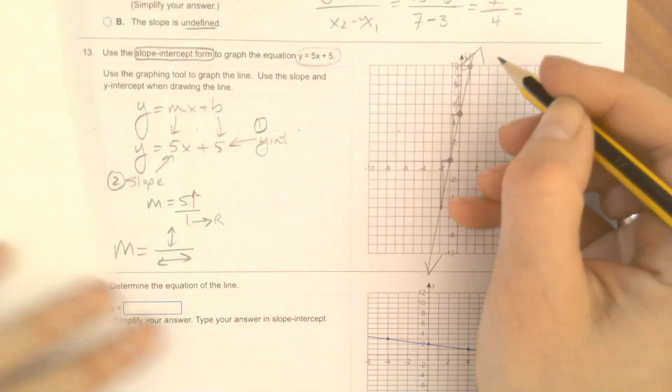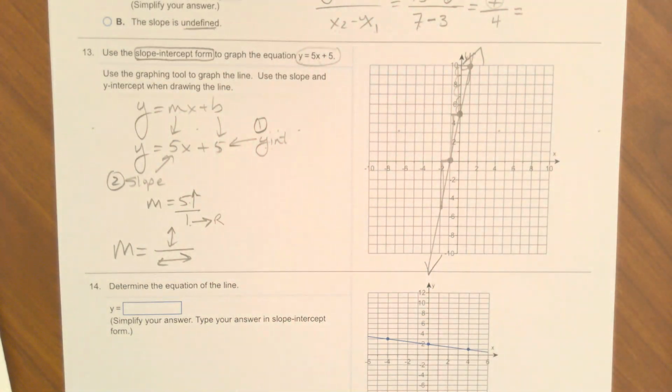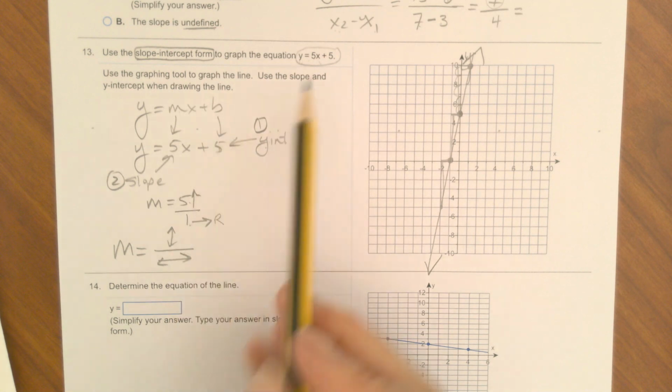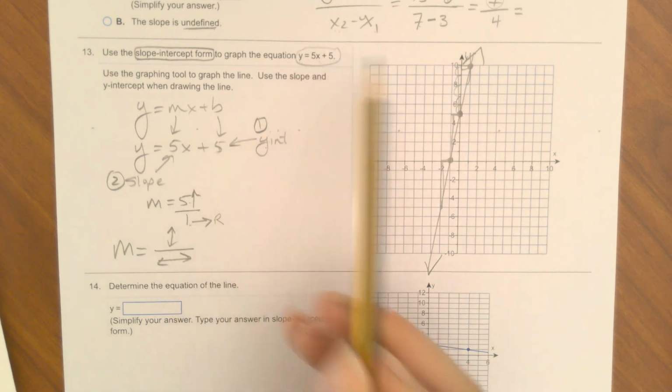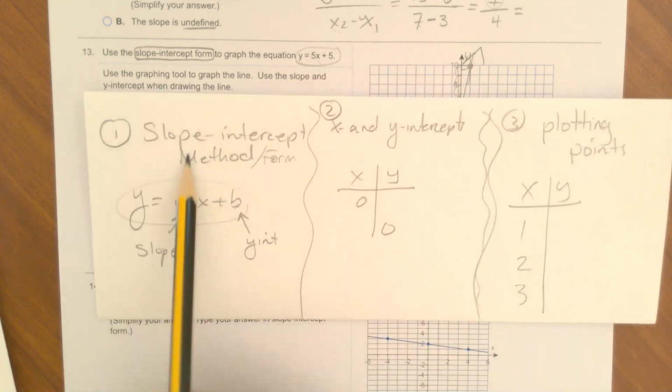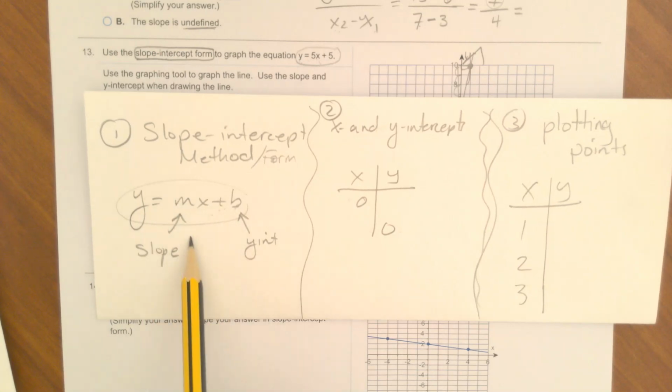Okay, so I drew the line. There. That's it. So when it looks like y equals mx plus b, the slope-intercept method, use this method. It's easy.